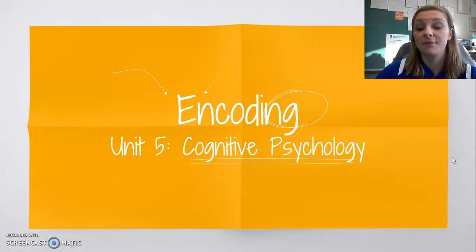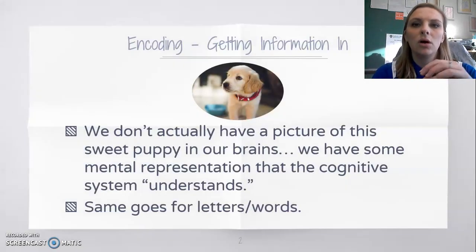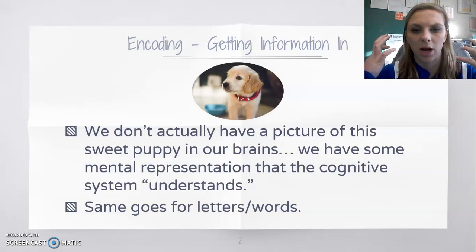Let's start with the first stage or process of memory, which is encoding. Remember we talked about this in terms of your extended essay. Encoding is like you actually creating your extended essay. So encoding is our process of getting information into our brain.